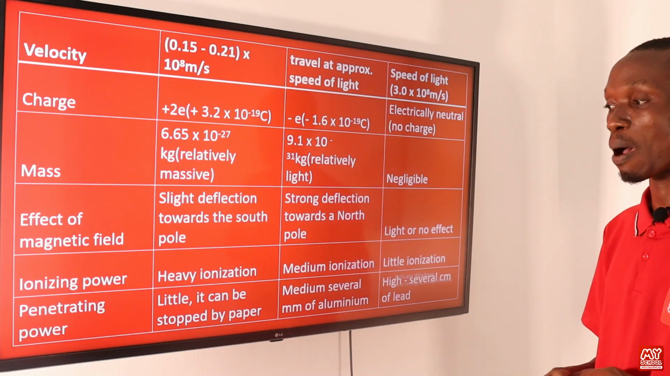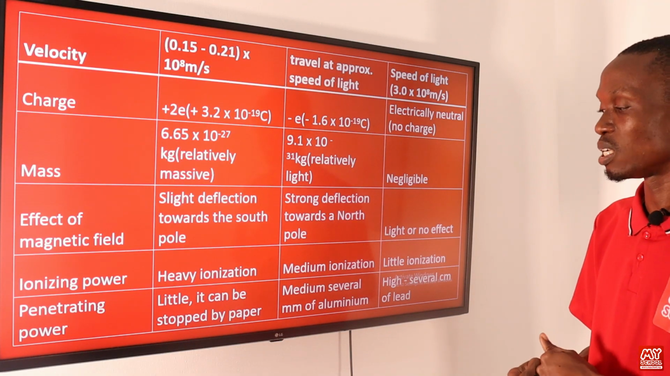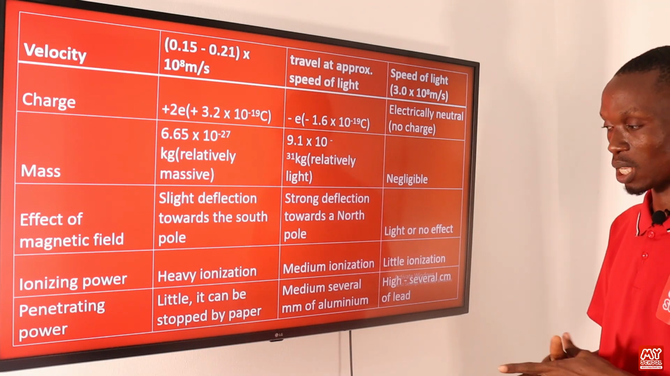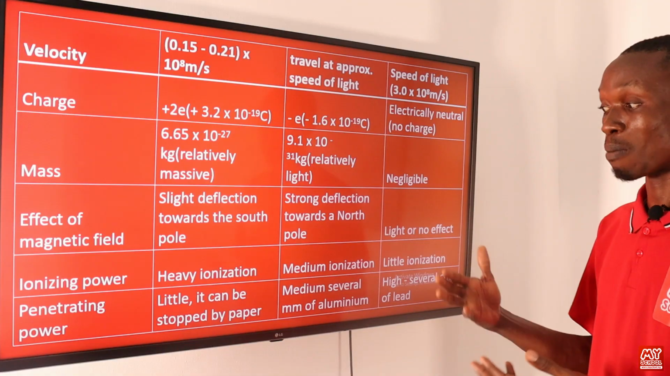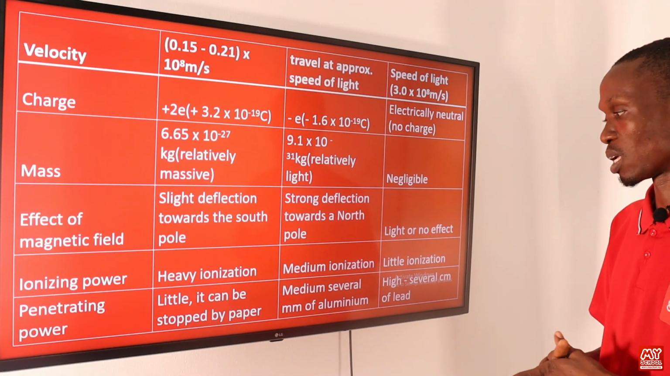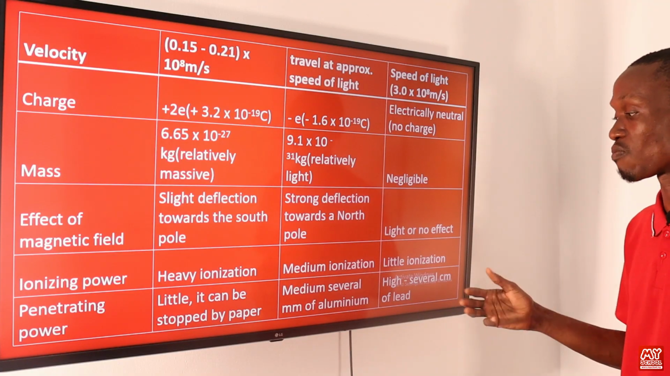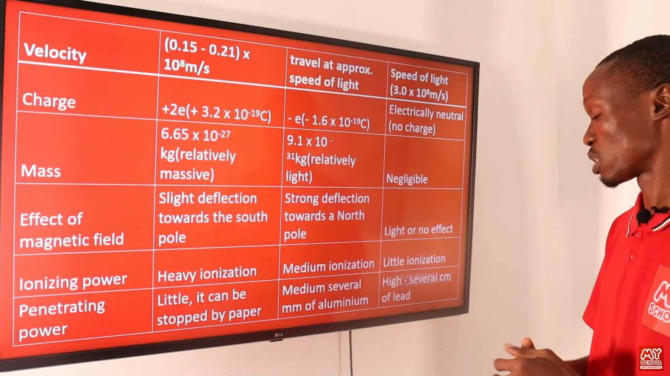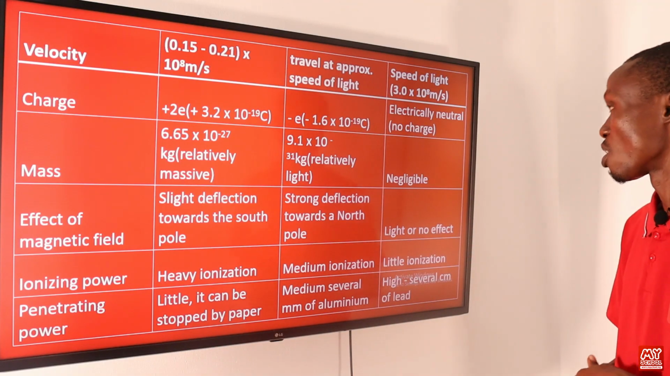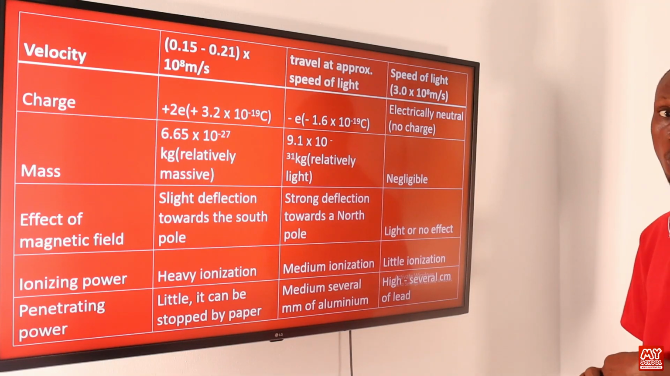Now let's talk about penetrating power. For alpha particles it is little; it can be stopped by paper. For beta particles it is medium; several millimeters of aluminium can stop the movement of the beta particles. For gamma rays it is high; it takes several centimeters of lead.